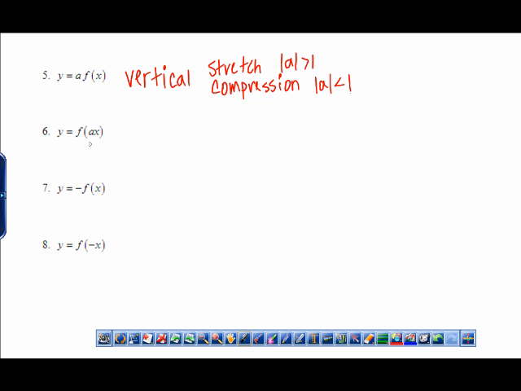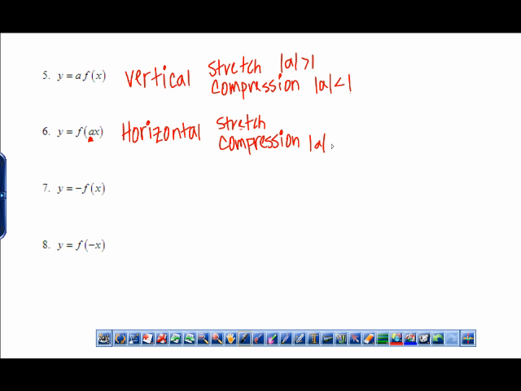So number 6, notice that the a is on the inside. This would be like multiplying what you're squaring, or what's in the denominator, or what you're square rooting by a value. This is going to be a horizontal change. This is where you're changing your domain. All right, now you're still going to have the options of stretch or compression. But if you remember, it's opposite of what you'd think, meaning you'd think a big number would be a stretch, and it is when you're vertically stretching something. But actually, this would be a horizontal compression.